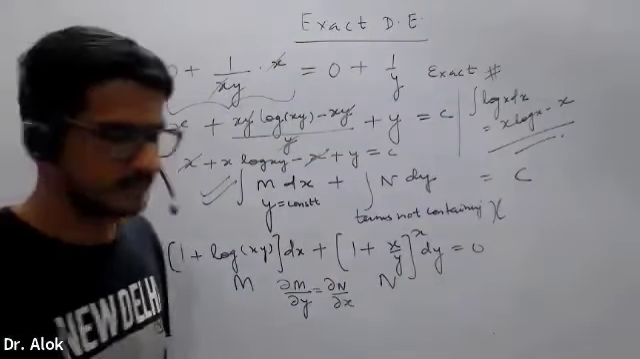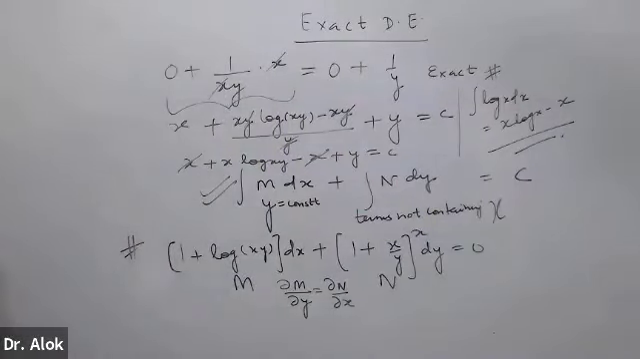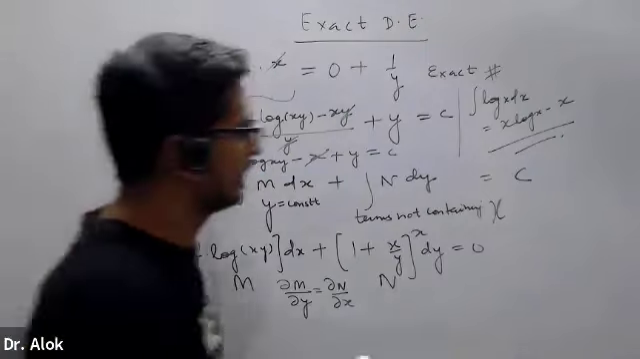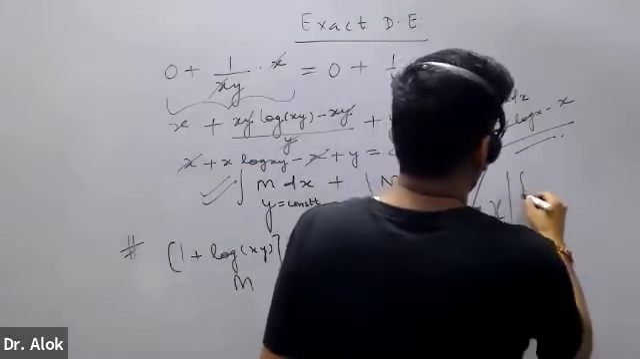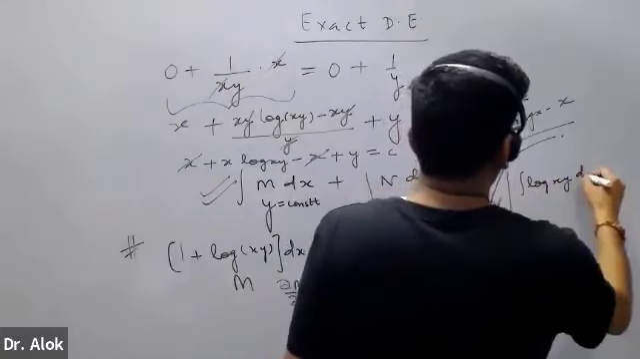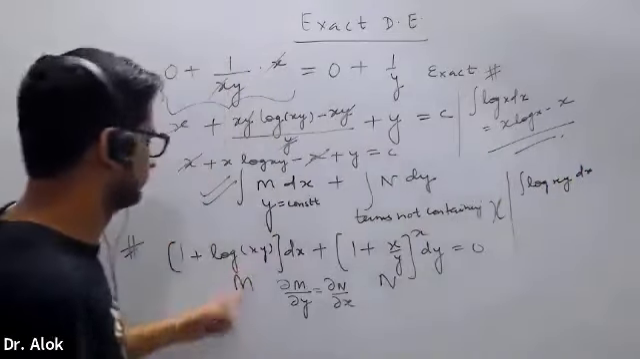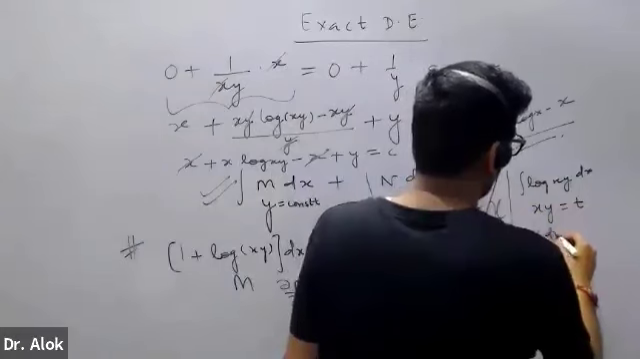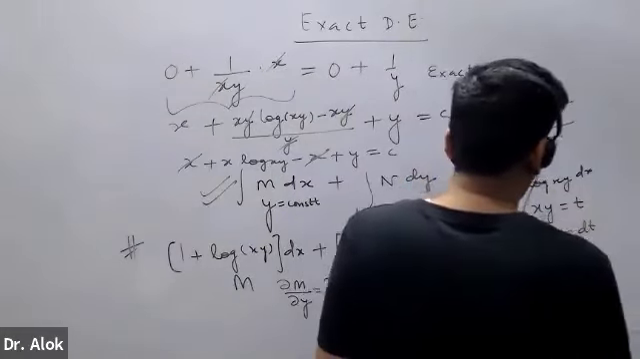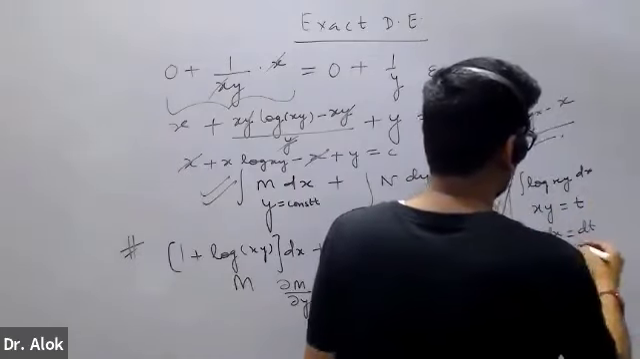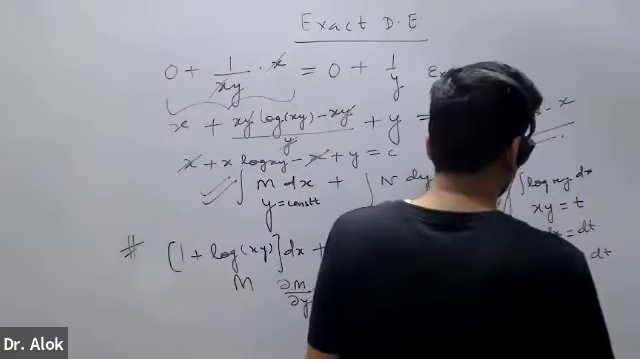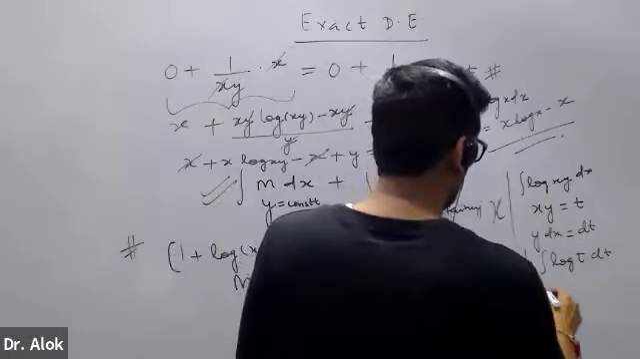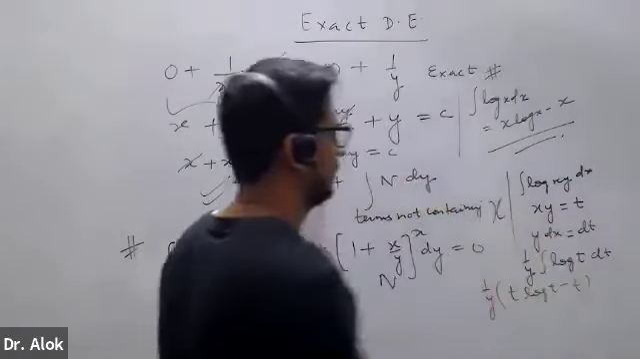Sir, in the second line, how will y come in the denominator? Yes, so you have to do this: integral of log of xy dx. Take xy as t. y dx is equal to dt. So it will become integral of log t, and dx will be dt by y. So it will become 1 by y times (t log t minus t), and put the value of t again.